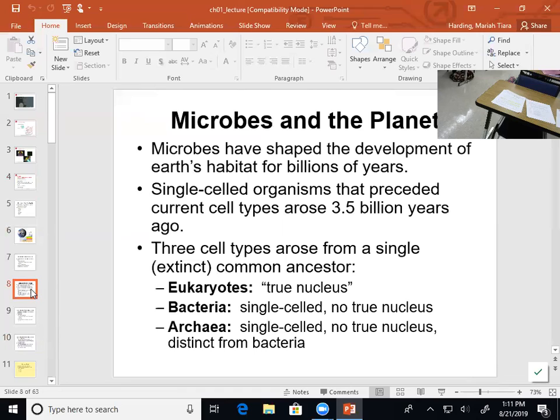When you think about these 3 domains, sometimes they're broken down into 6 kingdoms. So let's look at the 6 kingdoms and make sure we know them. One of the kingdoms is archaea. One of the kingdoms is eubacteria.